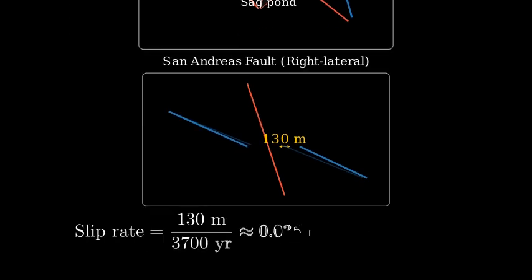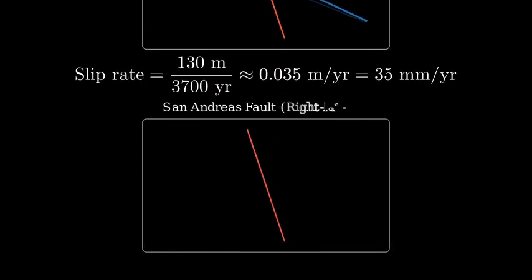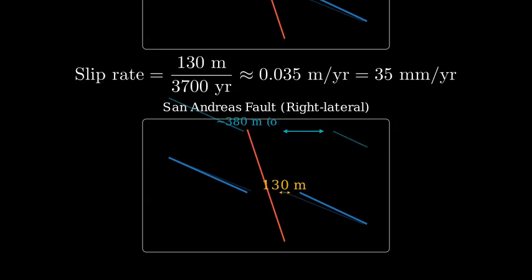The slip rate is 130 meters divided by 3,700 years, which is about 0.035 meters per year, or 35 millimeters per year. An older paleochannel shows about 380 meters of offset, recording earlier ruptures.